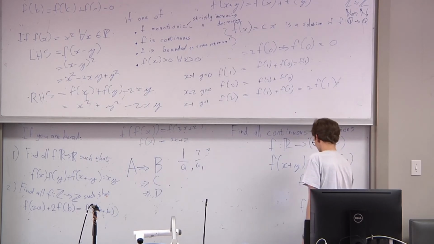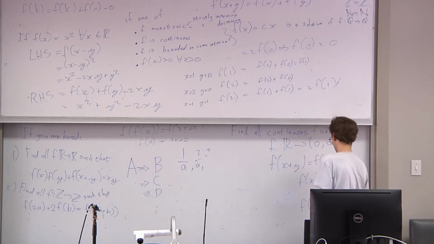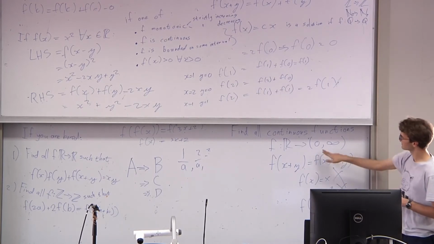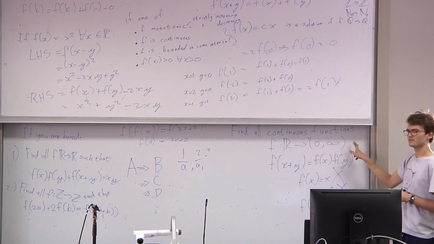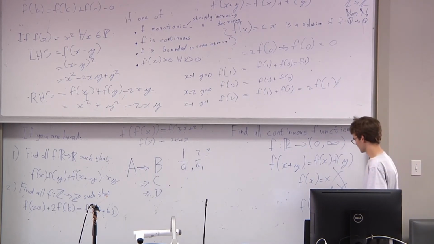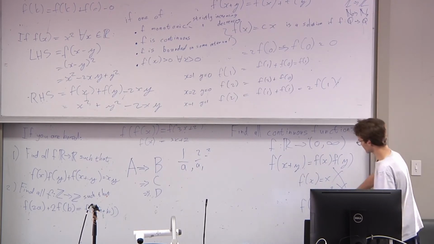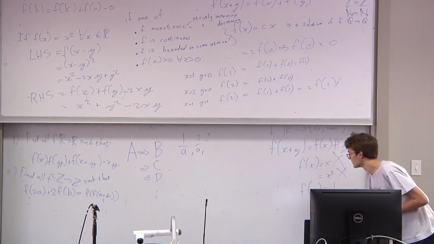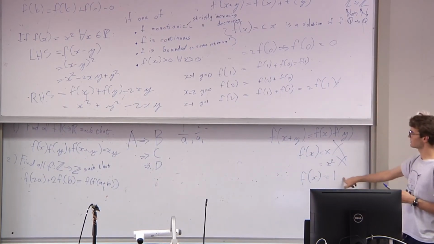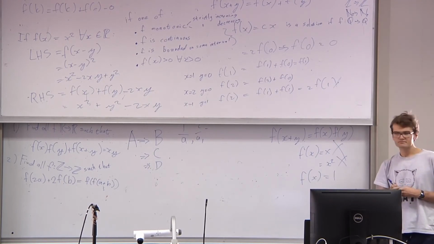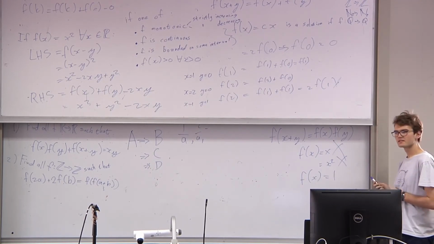So f of x equals 0 is a solution, except in this interval 0 isn't included. So f of x equals 1. Yeah, sure. So this is a solution. F of x equals 1 does satisfy that. Any other things that you may see?